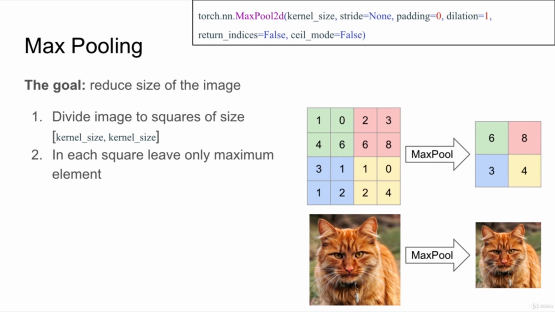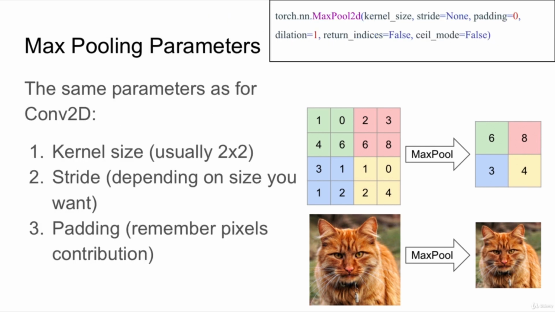For this purpose, people usually use the max pooling layer. It divides your image into squares of some fixed predefined size, and in each square it selects the maximum value. As in the example on the right, in the green square it selects 6, in red square 8, in blue 3 and in yellow 4. In the example, the size of the square is 2 by 2. In the max pool layer, we have the same parameters as in the convolutional layer: kernel size, which is the size of the squares, also stride, the same as in convolution, and padding, also the same as in convolution.